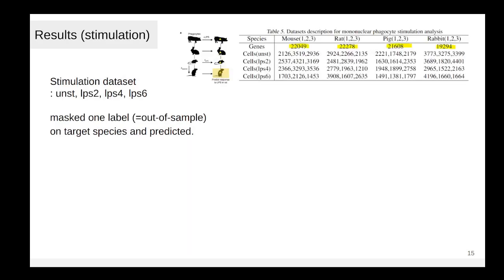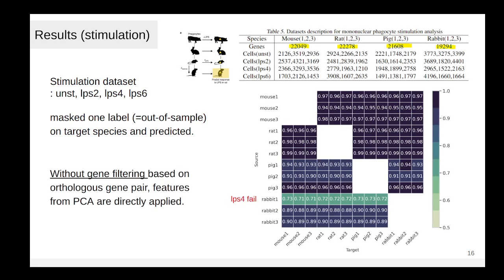The first result we wanted to show here is a cell stimulation study, with 4 different species, and each species has 4 different cell types. We masked one of the labels on the target species and tried to predict it based on the source species data. So here's the main result. In this case, we didn't use any gene filtering method. We just applied PCA to extract features, aligned them with the heterogeneous domain adaptation method, and tried to predict. In most cases, we can predict masked cell types of the target species really well.